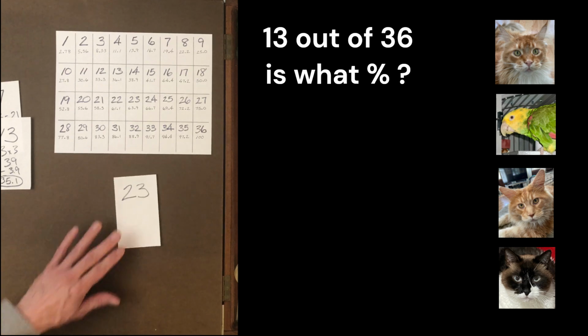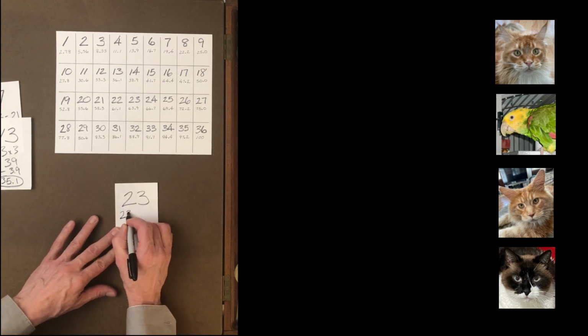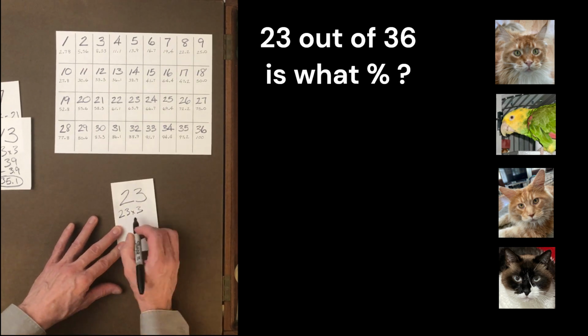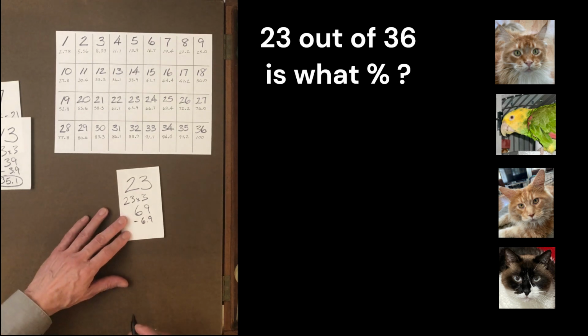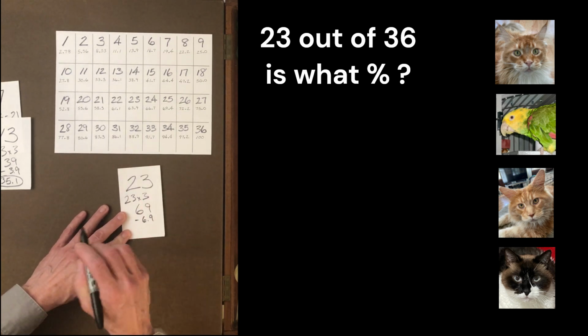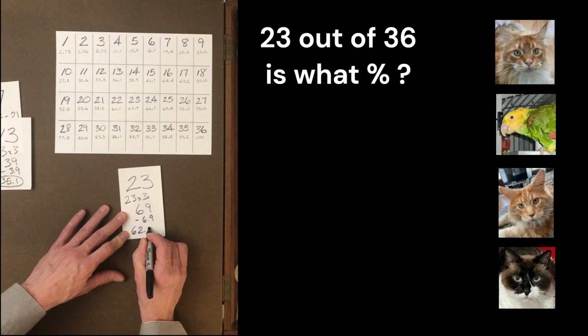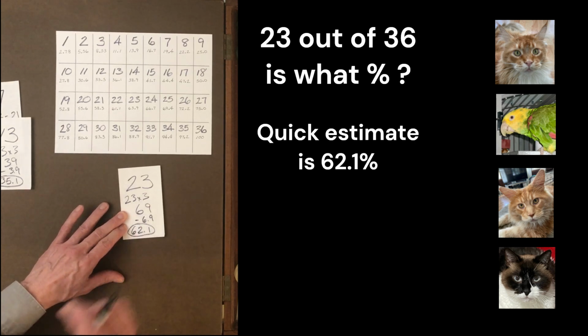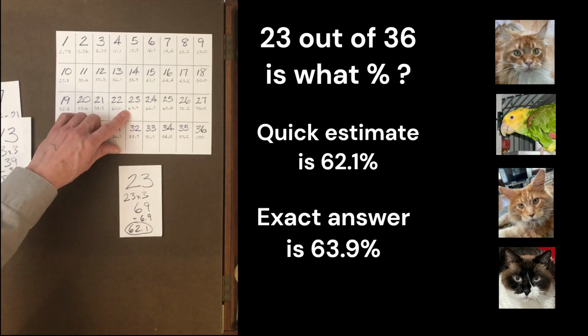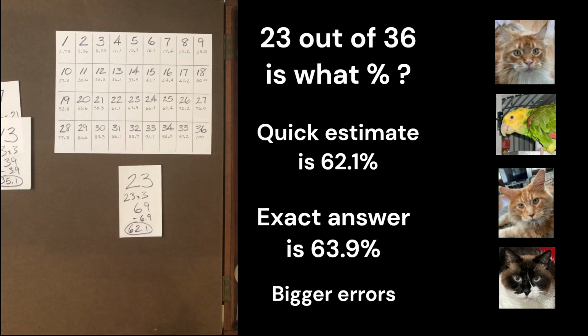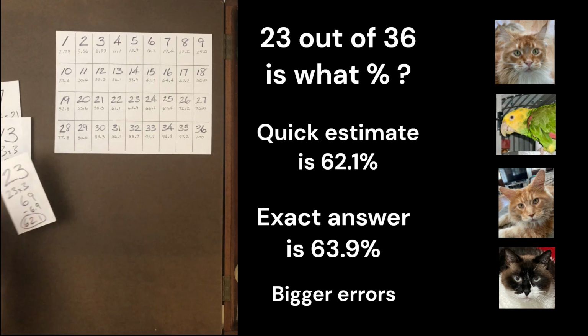Let's do number 23. 23 times 3 is 69. We're going to subtract 10%, 6.9, and that gives us 62.1. The actual answer is 63.9. Now we're getting closer to being about 2% off in our answer.